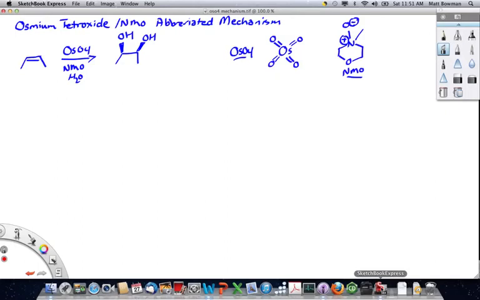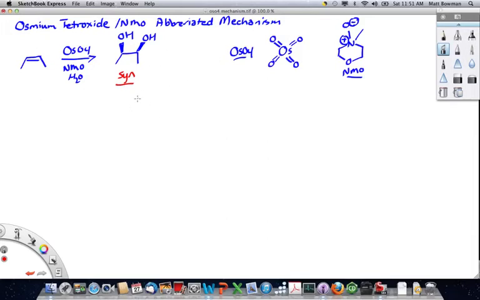Osmium tetroxide with NMO adds two OH groups syn onto a carbon-carbon double bond. Now, I'm going to show you the abbreviated mechanism for this.